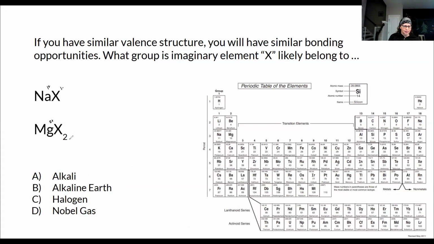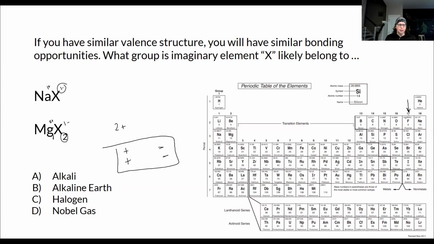How about down here? Hey, there's still only 1 atom of magnesium to balance 2 of atom X. So we have 2 positives here. So what are we going to need on the other side? We're going to need 2 negatives, and we have 2 atoms. So there's going to be 1 negative for each one. So that is just another indication that this guy is going to have a -1 charge. That puts him right here.